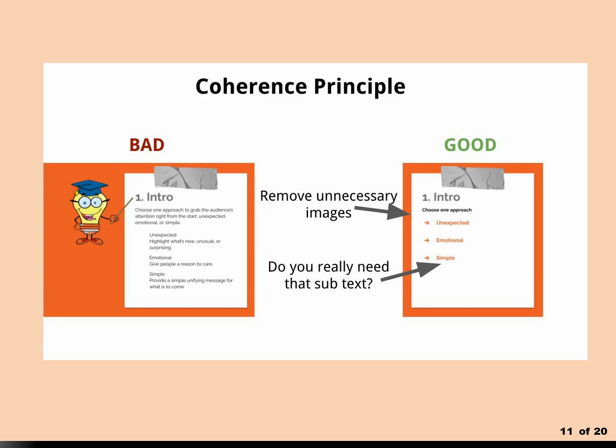Coherence principle warns us not to use extra materials. Principle 1 warns against extra words, Principle 2 warns against extra graphics, and Principle 3 warns against extra audio. Including extra words, graphics, and audio can be distracting and cause disruptions in the learning process. In this case, less is more.